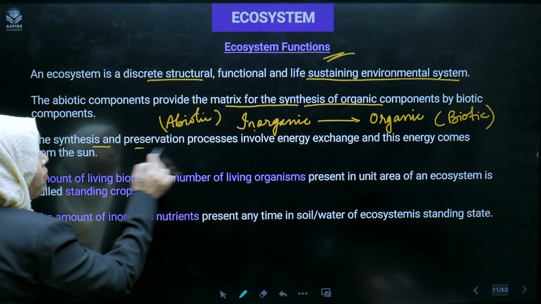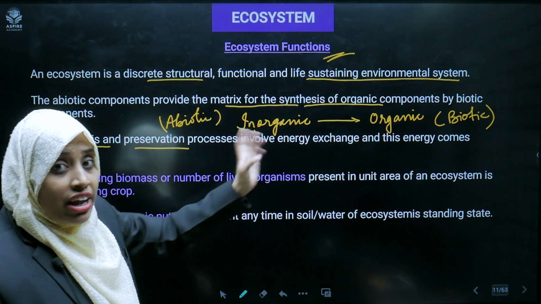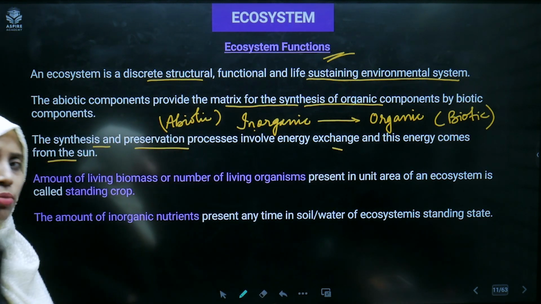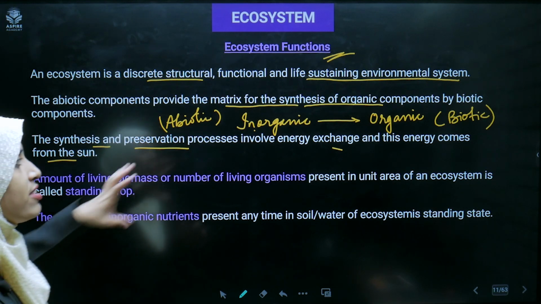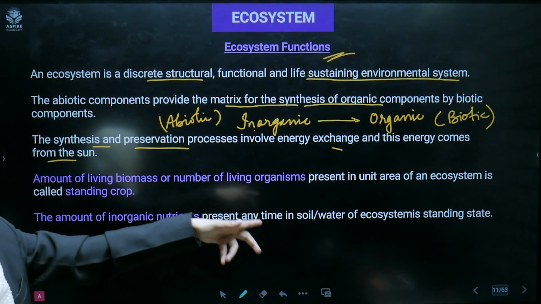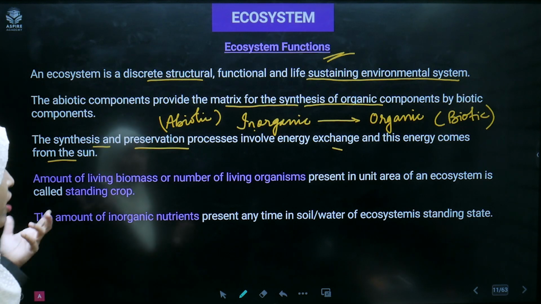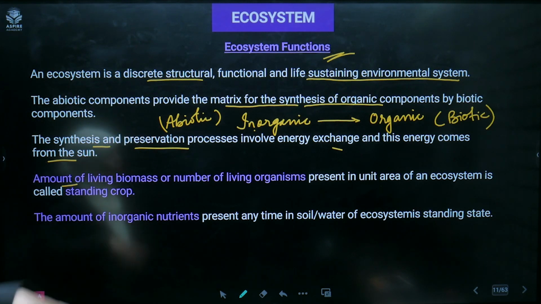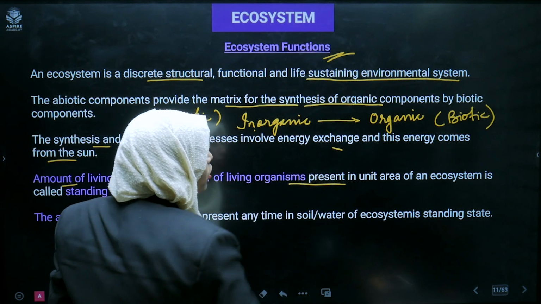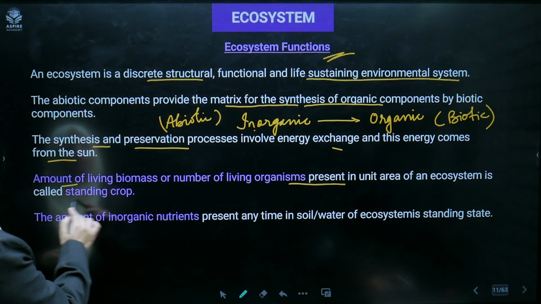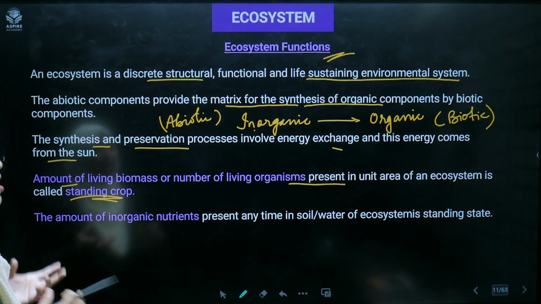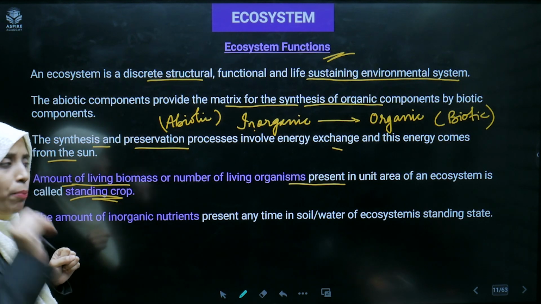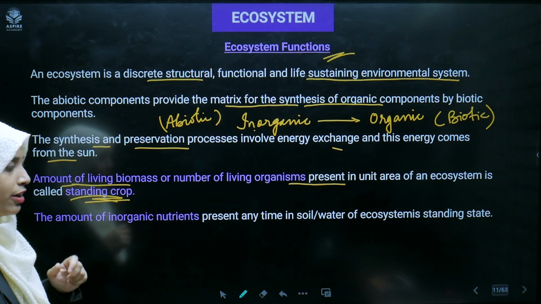The synthesis and preservation process involve the energy exchange. Okay. And this energy comes from the sun. We know the ultimate source of energy for this whole universe is the solar energy. The sun is the source of energy and sun is providing us the energy, that is solar radiation, solar energy. So the amount of the living biomass of the living organism present in a unit area of the ecosystem is known as standing crop. Total amount of the mass, या total amount of the living biomass of the organism at each different trophic level, ये standing crop कहलाता है.